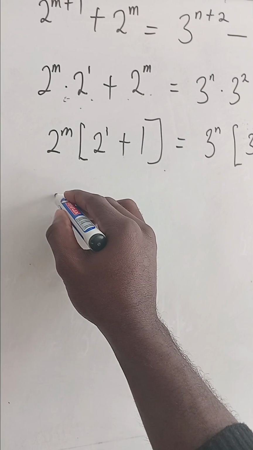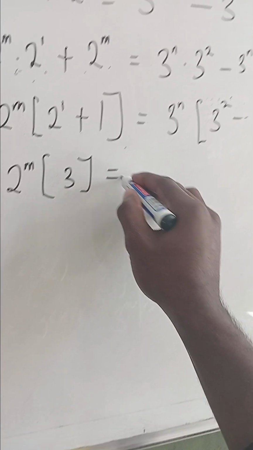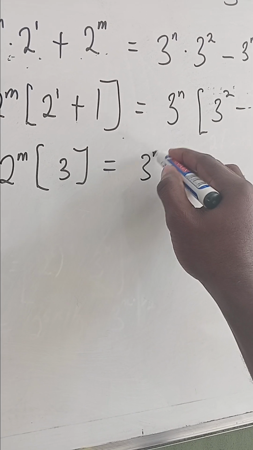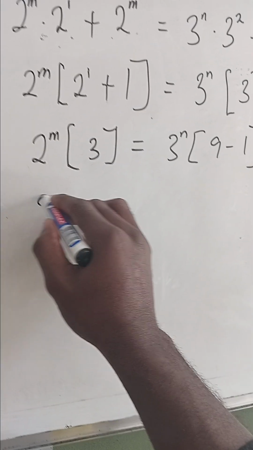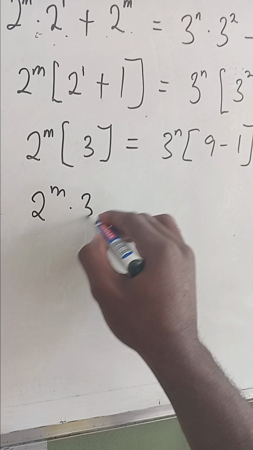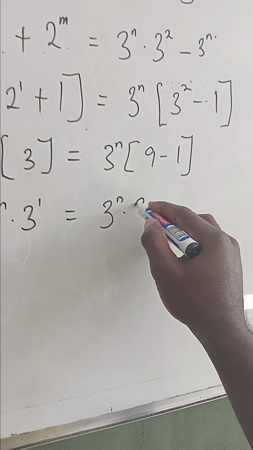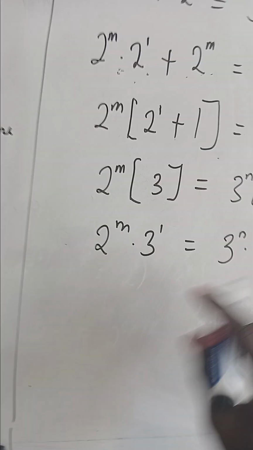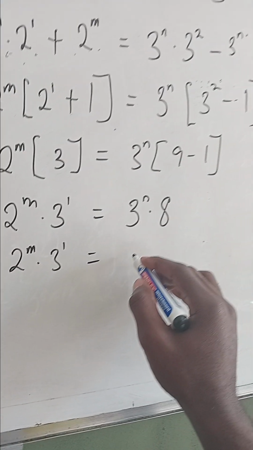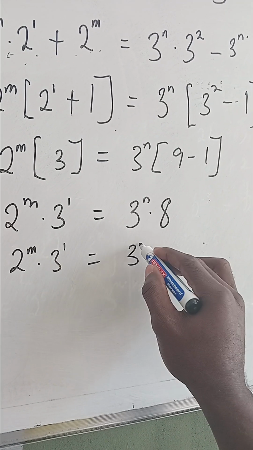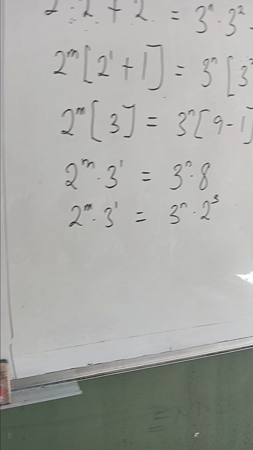Therefore, we can have this as 2 raised to the power of m into 3 is equal to 3 to the power of n into 9 minus 1. So you have 2 to the power of m dot 3 to the power of 1 is equal to 3 raised to the power of n dot 8. So this can be written as 2 to the power of m dot 3 raised to the power of 1 is equal to 3 to the power of n dot 2 raised to the power of 3, writing it in an exponential form.